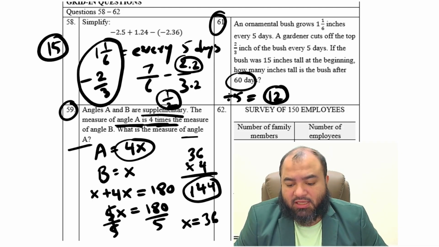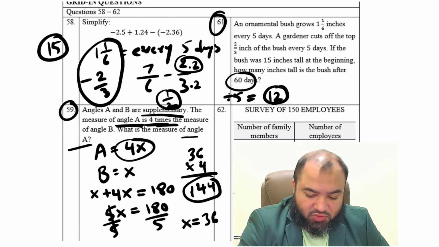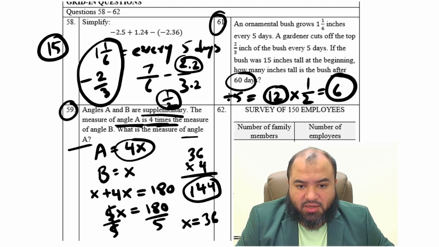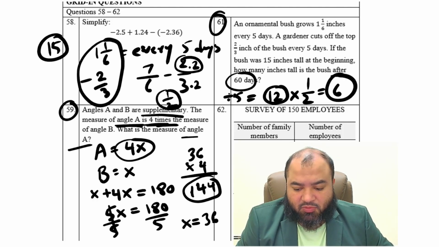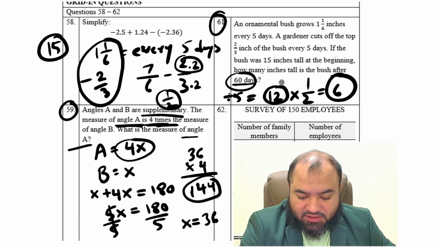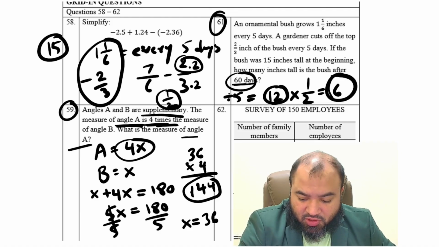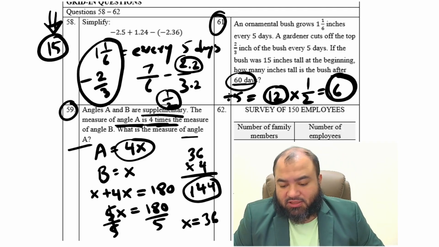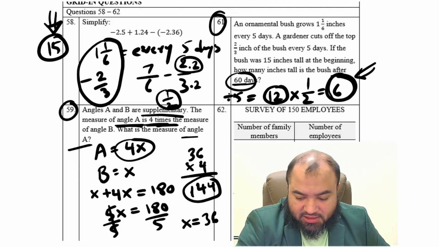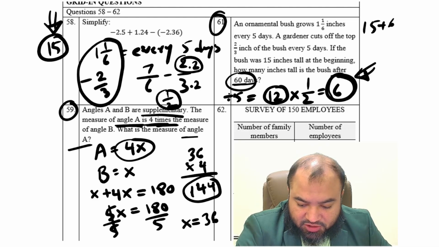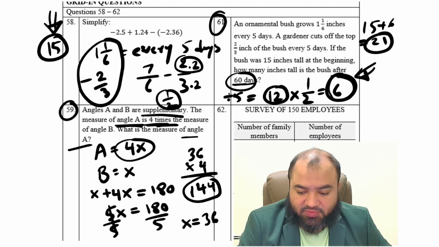How many times does this half happen? 12 times. So 12 times the half is 6. That's the answer. Okay. Now, one more thing you have to understand. It says, how many inches tall is the bush after 60 days? Well, over the 12 times it will grow by 6. But remember, the bush was already 15 inches tall. And plus this 6 more inches. So total 21 inches. That's the answer. Okay.